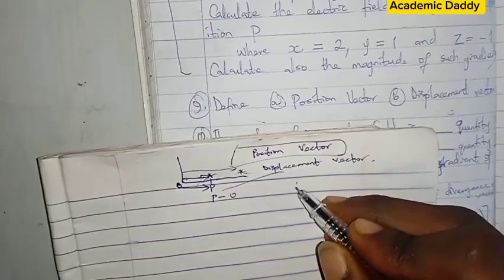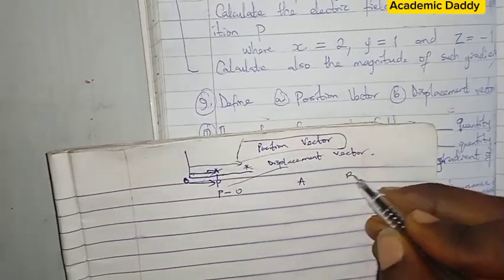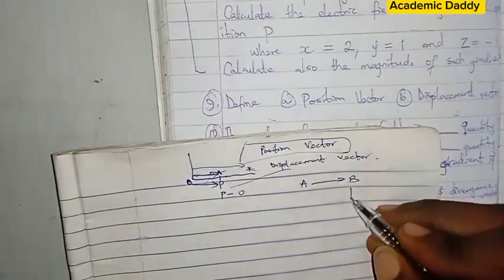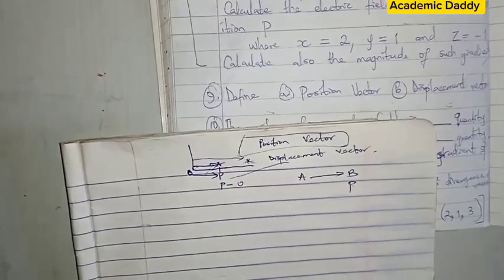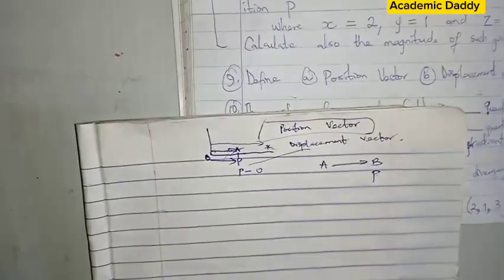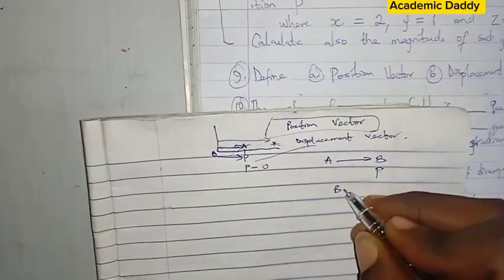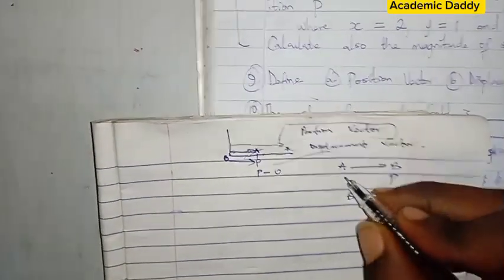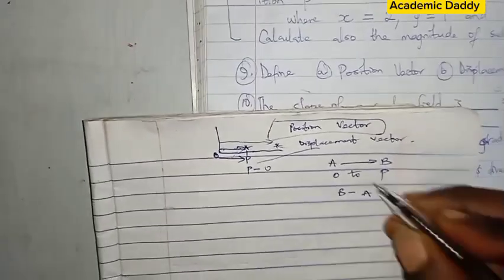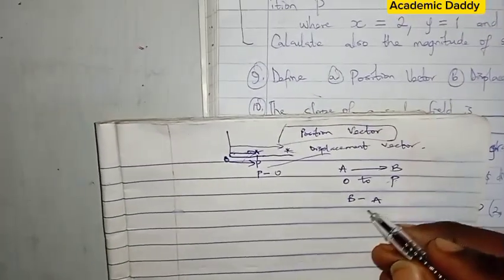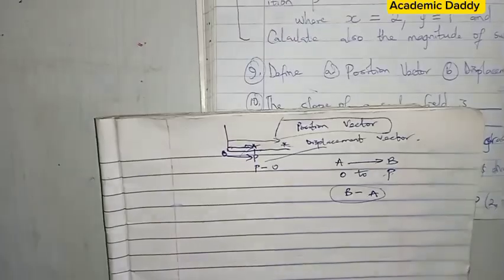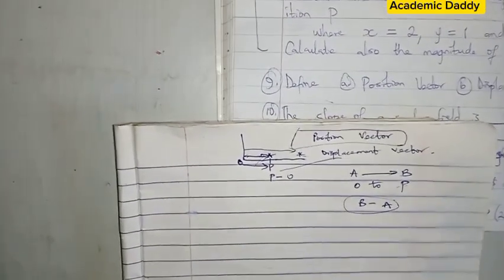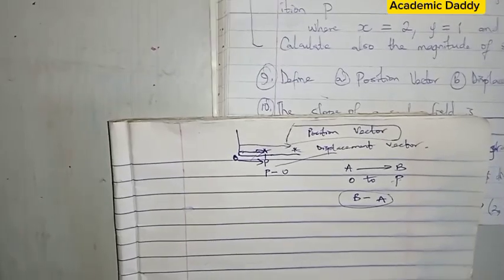If I have A to B, the position vector will simply be at this point. That is where that vector is. Now the displacement vector will simply be B minus A. So from the origin, which is A, to a particular point is the position vector. Why? When you are considering what has happened, that is the displacement vector. So we say that the position vector is the displacement vector from the origin to a point.